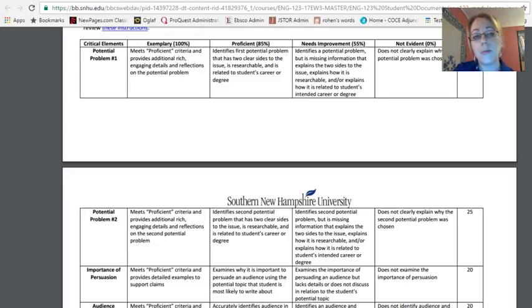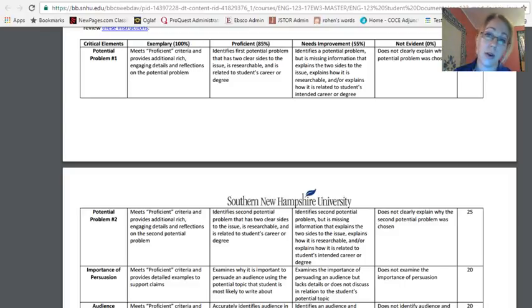So we look at exemplary here, and it says we have to meet proficient criteria, and on top of the proficient criteria, we need to provide additional rich, engaging details and reflections on that potential problem. So to get an exemplary grade, we've got to at least meet the proficient. Let's take a look at what the proficient is saying. For potential problem 1, that's our first paragraph, we want to identify the first potential problem that has clear 2 sides, is researchable, and is related to the student's career or degree.